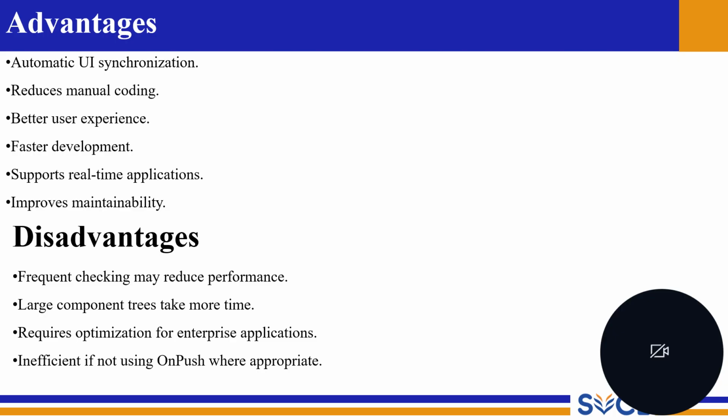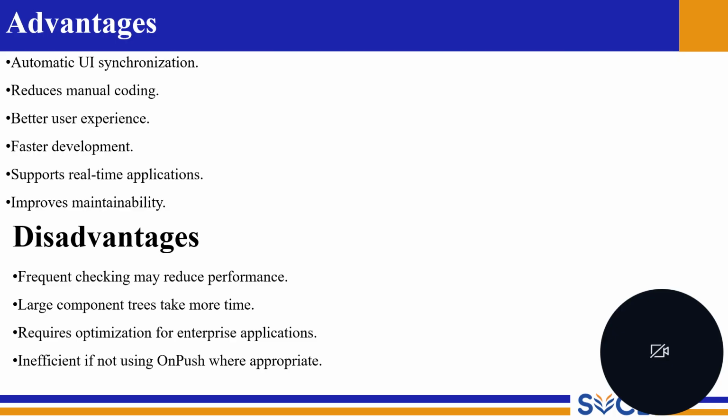The fifth one is that it supports real-time applications. Change detection enables applications to display real-time data as soon as it changes. It is useful for applications such as online banking, e-commerce websites, live chat applications, stock market dashboards, and the student management system. The final one is that it improves maintainability. The code becomes cleaner, easier to understand, and easier to maintain. Future updates and bug fixes can be implemented with less effort.